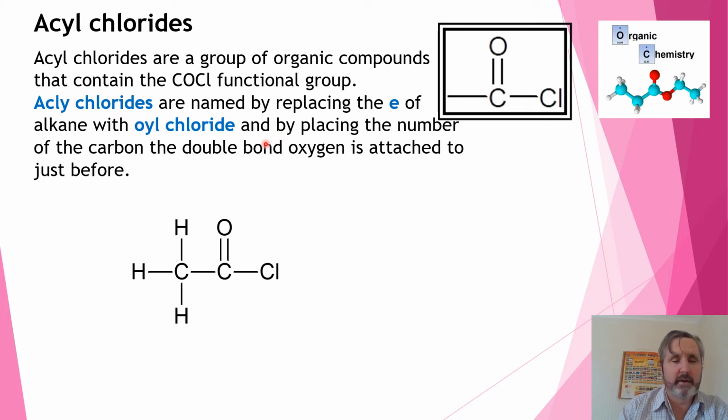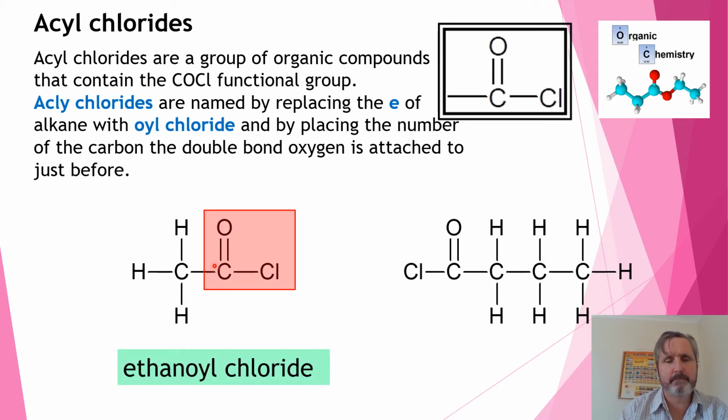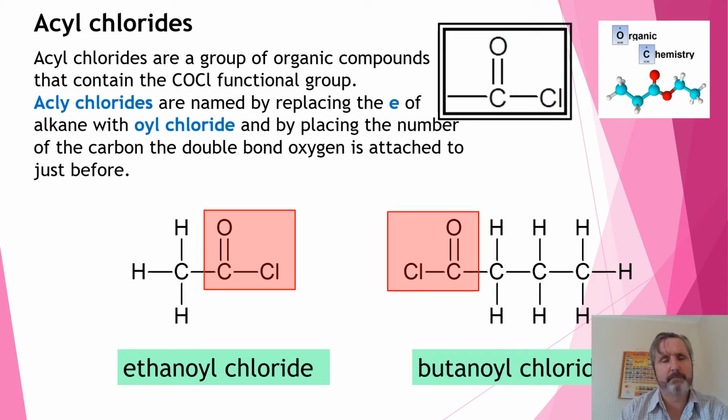So let's have a look. Here's an example. This has 2 carbons, so we take away the e from ethane and we call it ethanoyl chloride. Ethanoyl chloride is its name. Here's another example. We name it exactly the same way. The functional group is on this side, and we don't have to put a number because it's always on the first carbon. So this is butanoyl chloride.